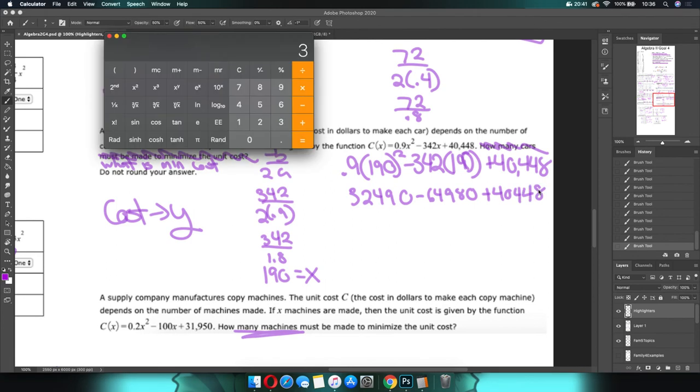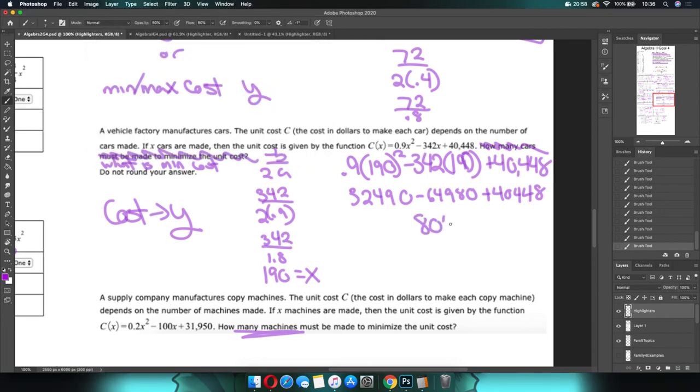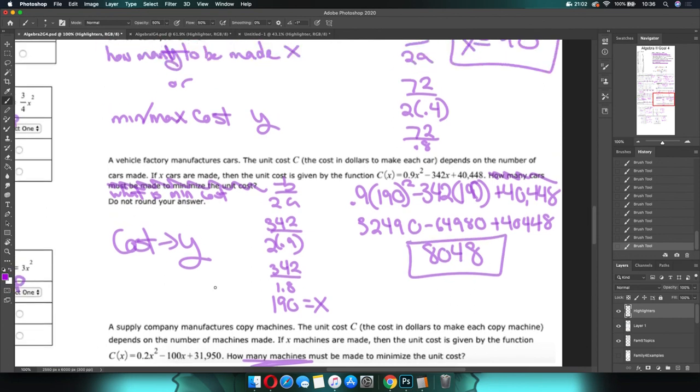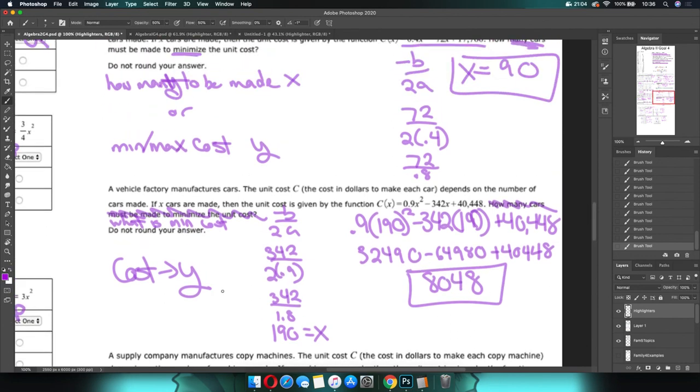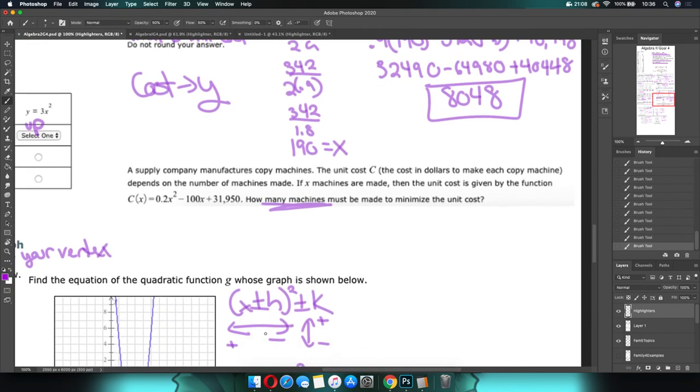So 32,490 minus 64,980 plus 1,448 equals, and then there's our answer, 8,048. That's basically low-key all you're doing. You're either finding your x or your y. Y is a little bit longer because you need to find your x first, but it's pretty straightforward.